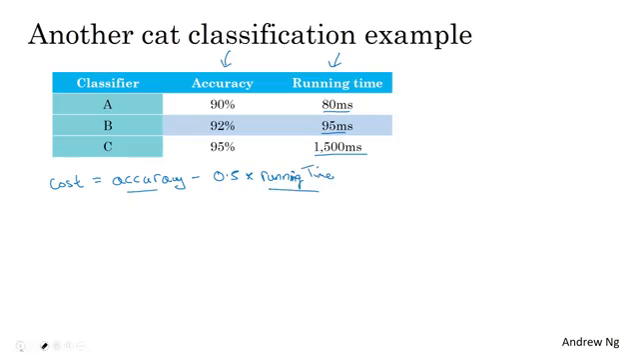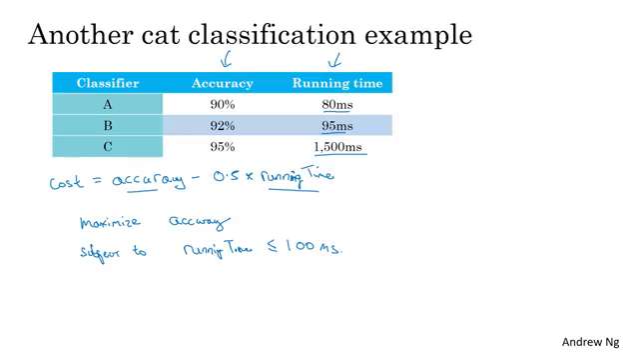So here's something else you could do instead, which is that you might want to choose a classifier that maximizes accuracy, but subject to the running time, that is the time it takes to classify an image, has to be less than or equal to 100 milliseconds.